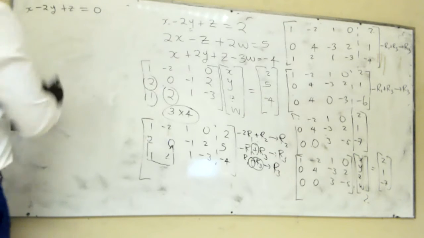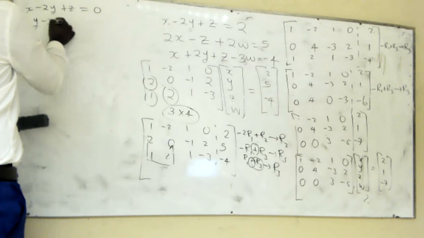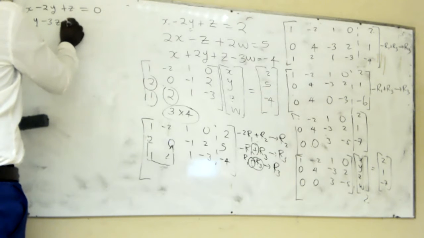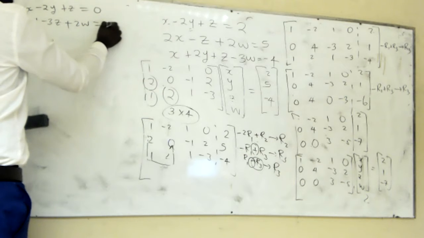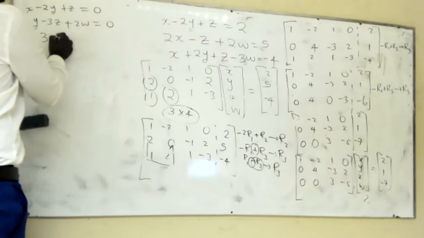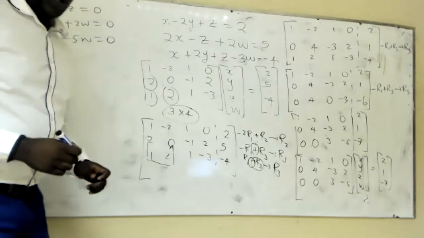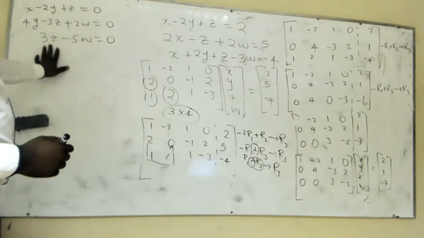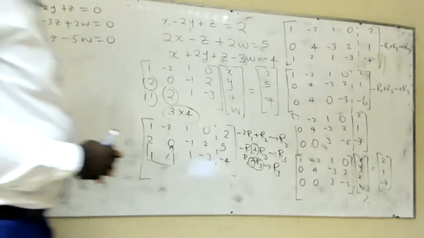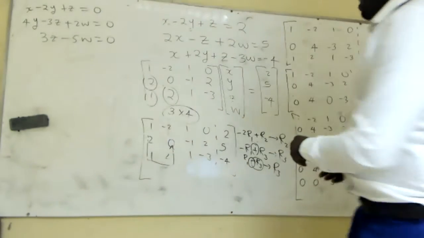And then the second equation is going to be 4y minus 3z plus 2w, which is equal to 0. And then the last equation is going to be 3z minus 5w equal to 0. Are you with me? Hello. Yes. Why are we saying equals to 0 whereas we have got 2, 1, and minus 7?